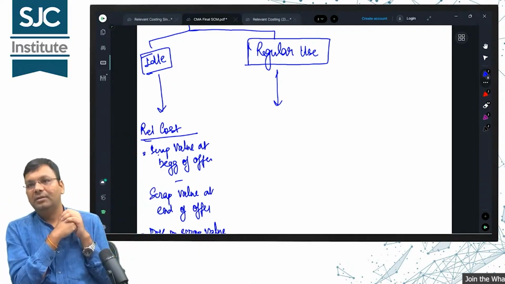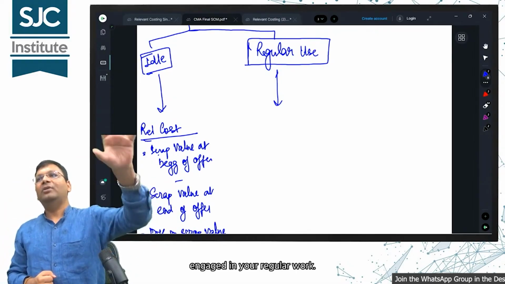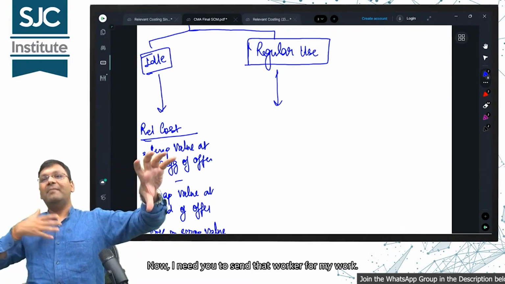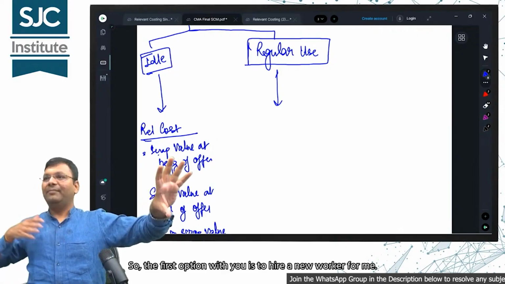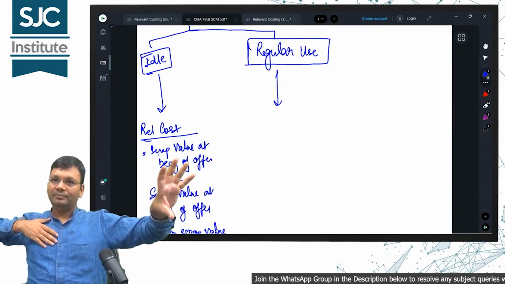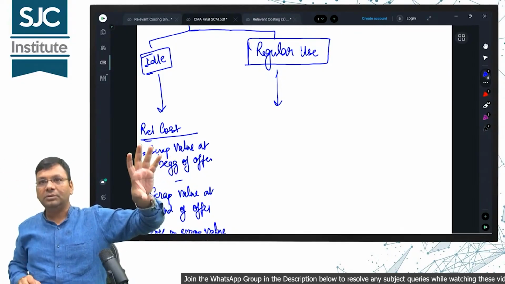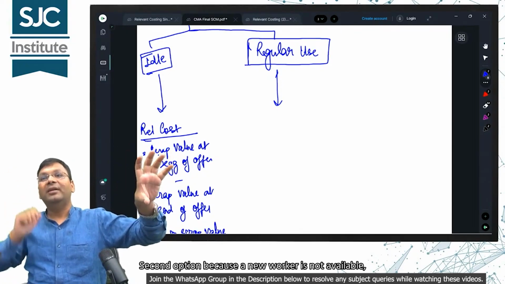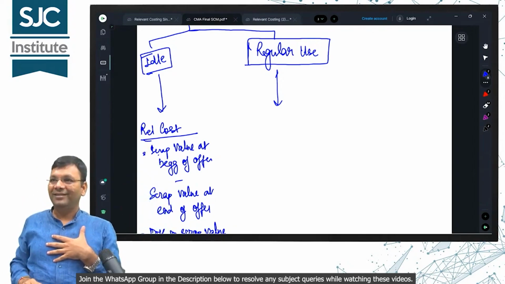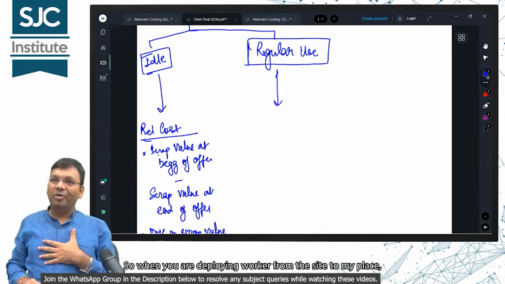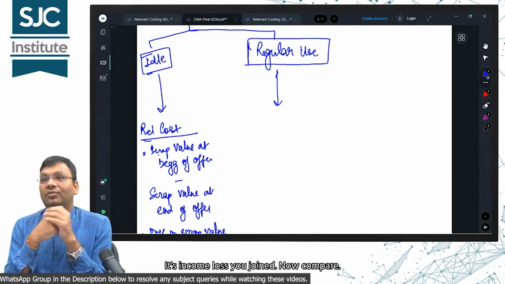Now for labor, we thought like this. A worker is engaged in your regular work. Now I need you to send that worker for my work. The first option with you is to hire a new worker for me, given abundant supply. You will hire someone new to get my work done. Second option, because a new worker is not available, you will deploy a worker who is already working at your site. When you are deploying a worker from the site to my place, what does that mean? You added the contribution lost. It's the income loss you added.